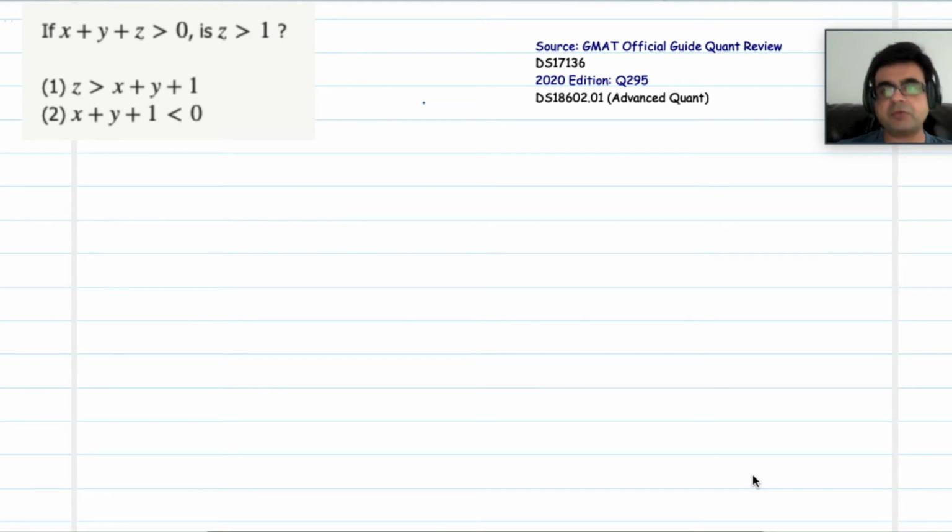Hello everyone. Today we are going to discuss question number 295 from Quant Review 2020 edition. This is a tricky question because if you miss the arrangement and patterns a little bit, you would have problems. So let's see how to solve these kind of questions.